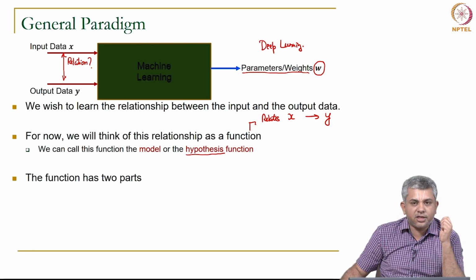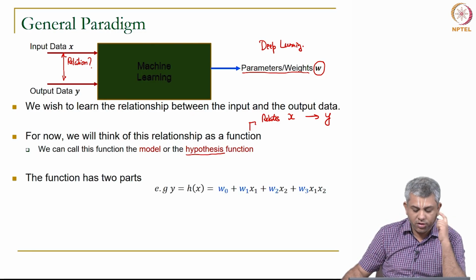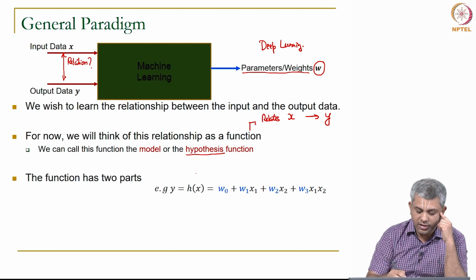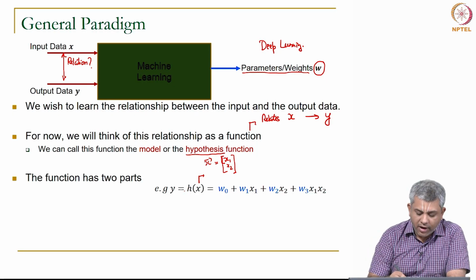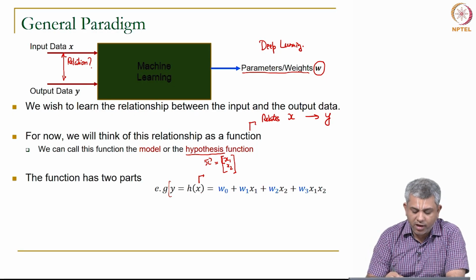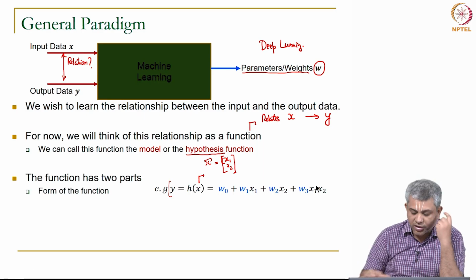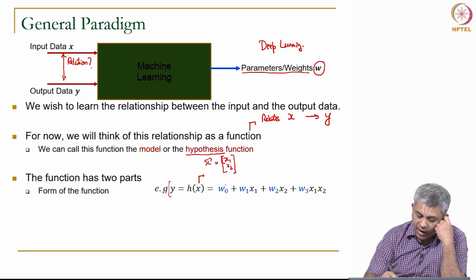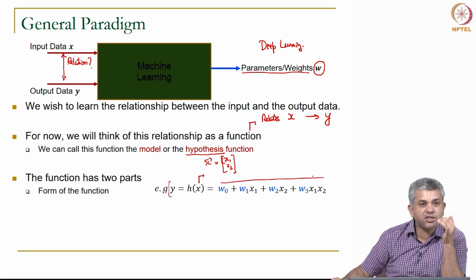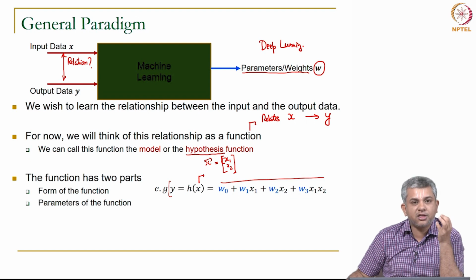Now, a subtle part is that every function has two parts. Okay. So, let us take one function. Let us say x is a vector and it has two components x1 and x2. And I have my function y is h of x and is given as w0 plus w1 x1 plus w2 x2 plus w3 x1 x2. Okay. Now, this function here has two parts. One is the form of the function and another is the parameters of the function.